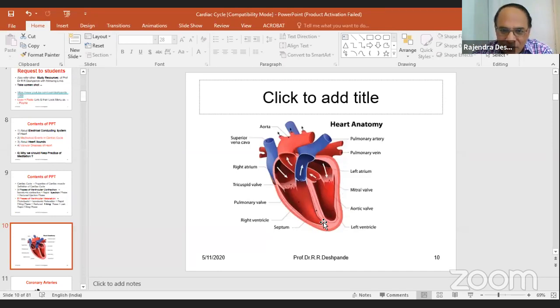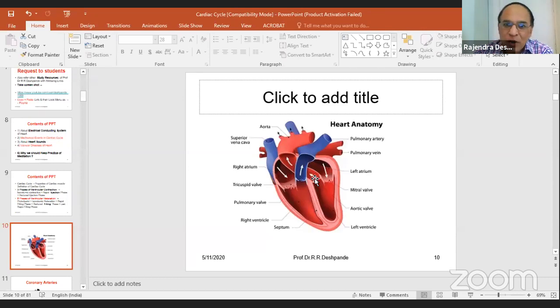And here, for the aorta, can you see our aorta? Here it is, the aorta. Here, the arch of the aorta. From here it is coming like this. See my arrow. This is aorta, and from aorta, blood goes all over the body. This is the biggest artery. So here is a semilunar valve.